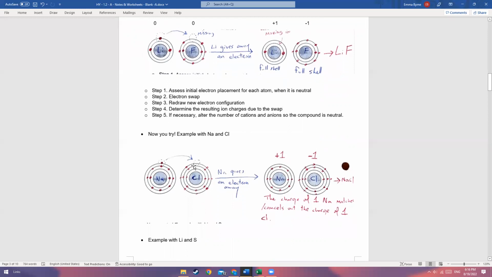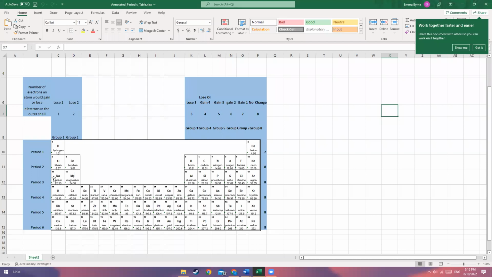So when filling out the electrons for sodium in the valence shells, it will only have one electron in its outermost shell, right? And always referring back to this, sodium is in group 1, so it would lose 1 electron.